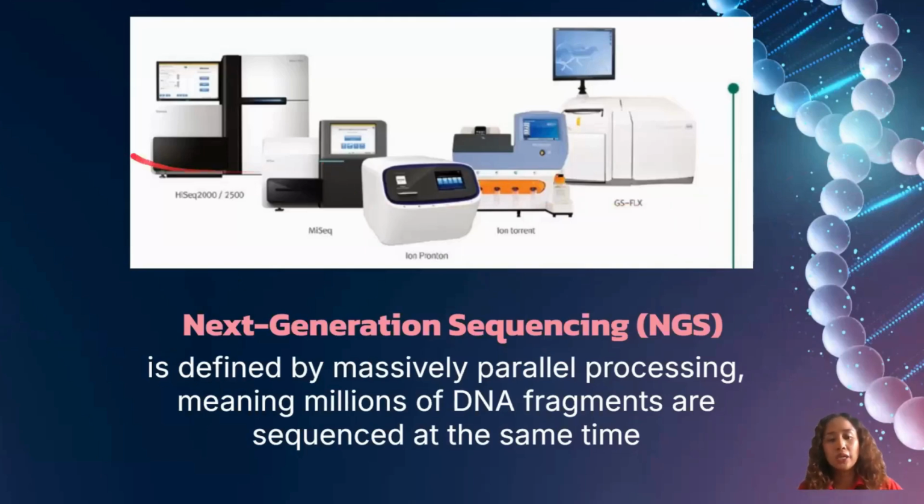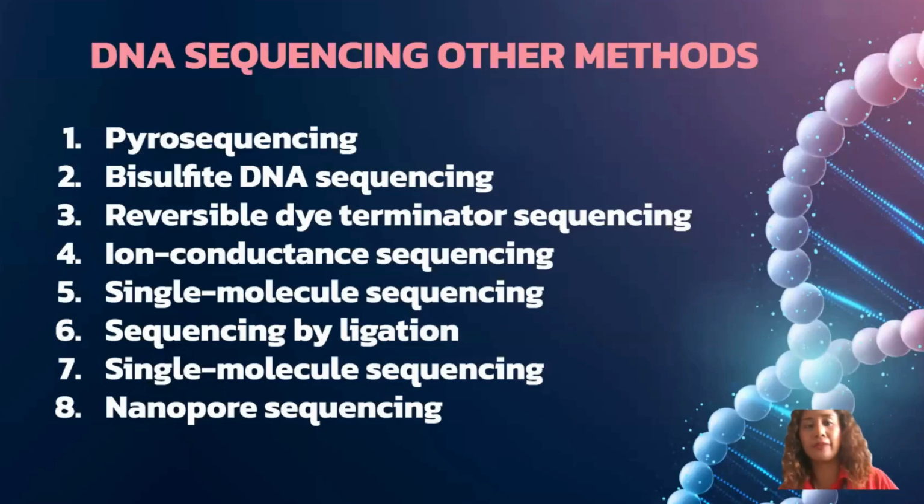So these are now your next generation sequencing. Okay. Massive parallel processing. Okay. So meaning millions of DNA fragments are sequenced at the same time. So now it varies from a large machine that's on the floor. Now we have tabletop NGS, and actually now we have very small ones like a flash drive.